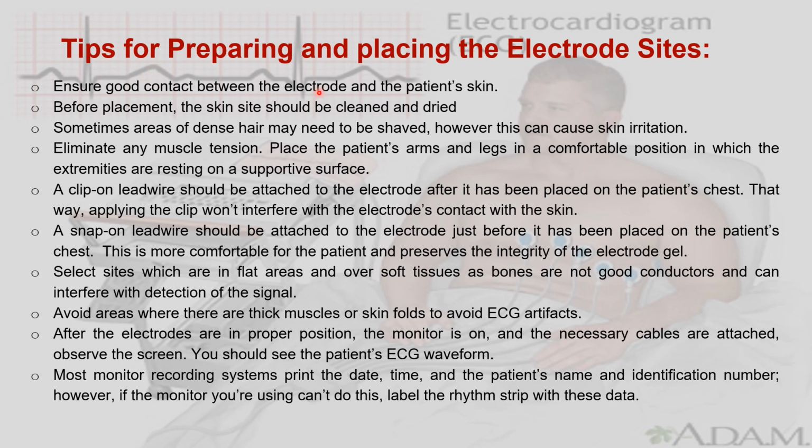So in order to put the electrodes, first you have to ensure good contact between the electrode and the patient's skin, which means it's better to avoid very hairy areas. Some people say you can shave, some people say don't shave because you will cause injury, but you have to try to avoid the hairy areas. Number 2, you have to clean and dry the skin area. Eliminate any muscle tension, which means the patient should be lying flat in the bed, very comfortable, not tensing his muscles.